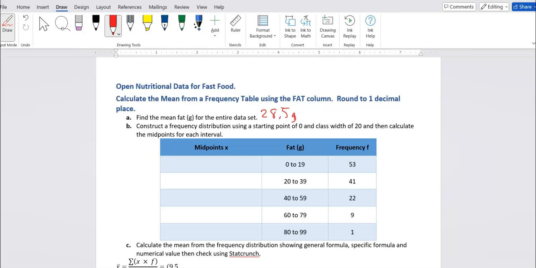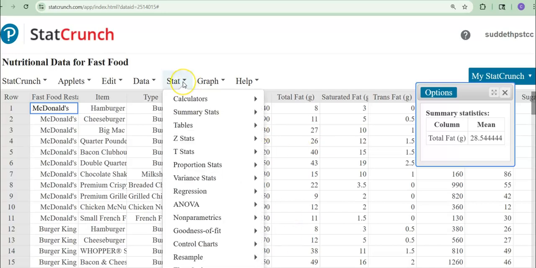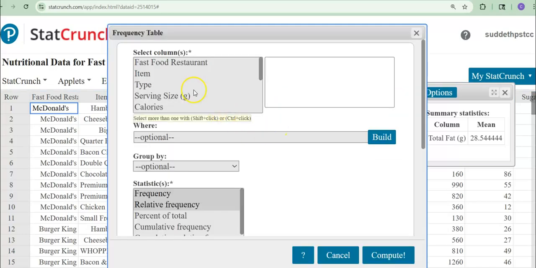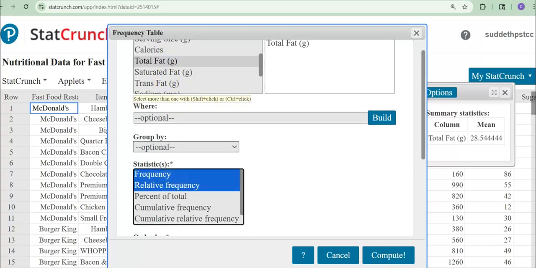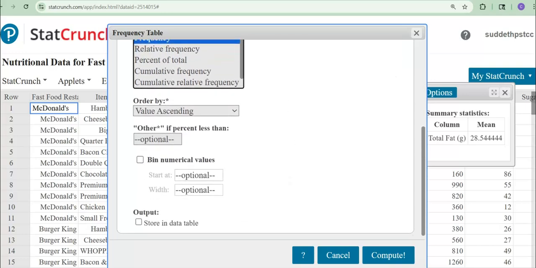Next, we're going to construct the frequency table using the starting point of 0 and a class width of 20. And then we're going to calculate the midpoints for each interval. So in StatCrunch, remember, we're going to go Stat, and then Tables, and then Frequency Table. And we're going to choose the fat column. And we just want the frequency table. And now choose bin numerical data. We're going to start at 0 and a class width of 20.